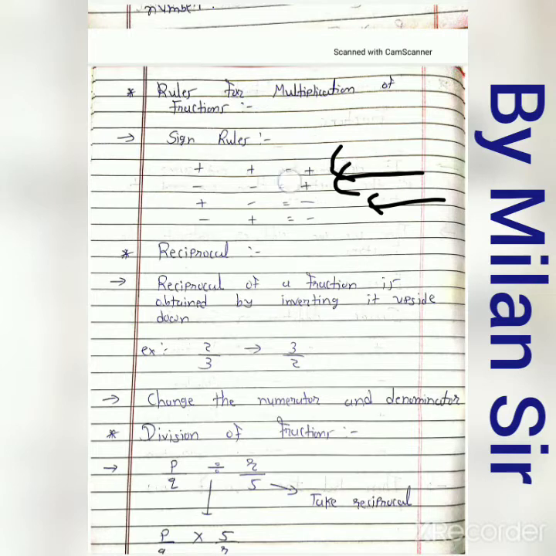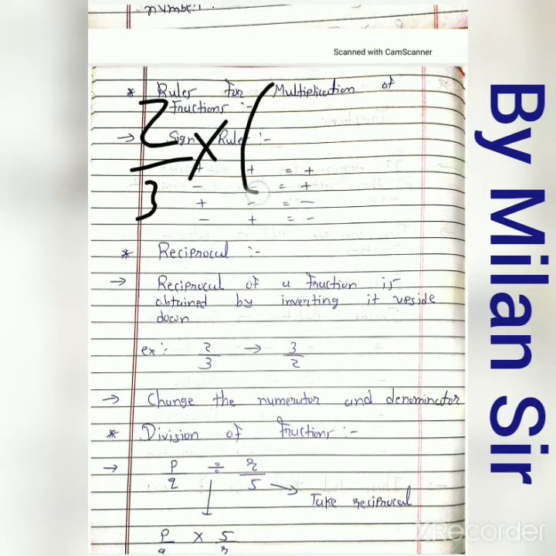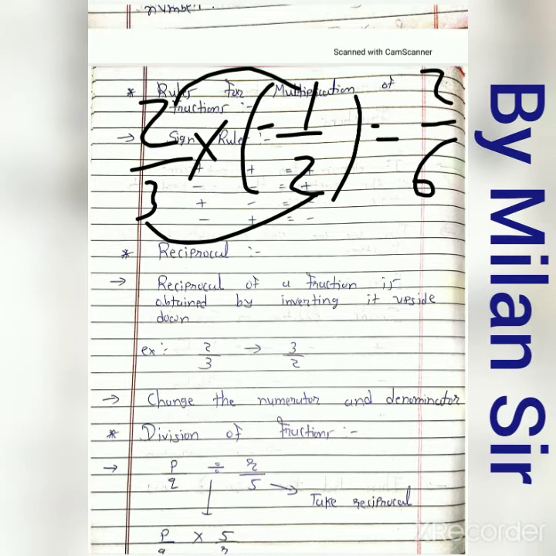Let's take some examples. 2 by 3 multiplied with minus 1 by 2. Numerator, 2 ones are 2, denominator, 3 twos are 6. Here this number has a positive sign, this number has a negative sign, so plus minus is minus. So the answer is minus 2 by 6.